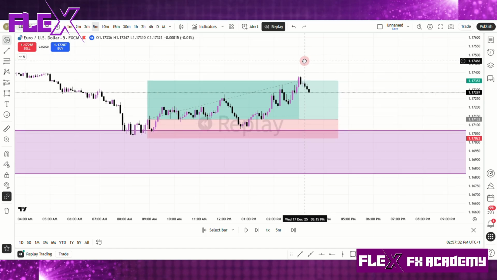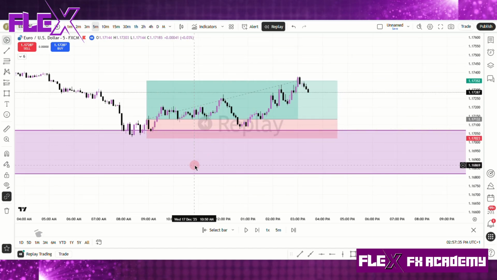So it is that simple. Just know how to identify your zones. Once the market comes to your zone, you go down to a 5-minute time frame. Once you're on the 5-minute time frame, all you're looking for are 3 things: a break of structure, a strong rejection, and an engulfing candle.